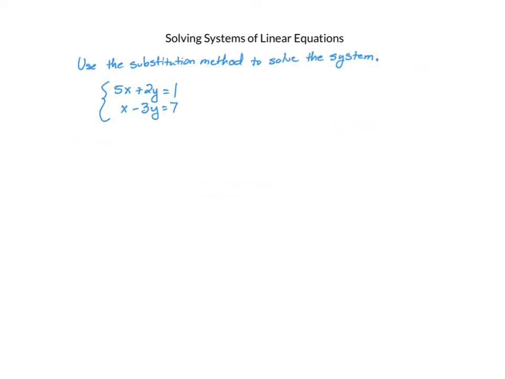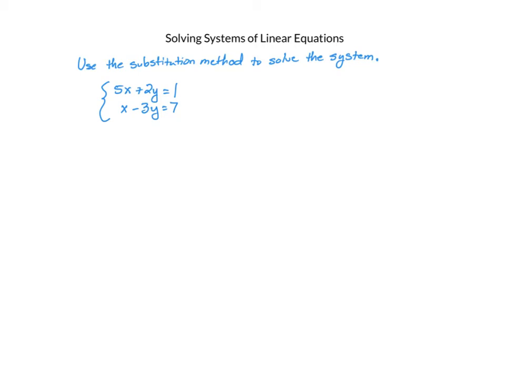Let's turn now to solving a system by using the substitution method. So here's our system, 5x plus 2y equals 1, and x minus 3y equals 7. We could graph it, look for their point of intersection, and that would be our solution, but I want to do it differently. Again, we're going to use the substitution method.